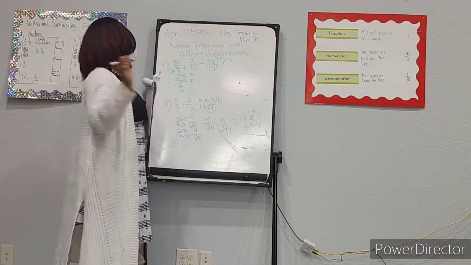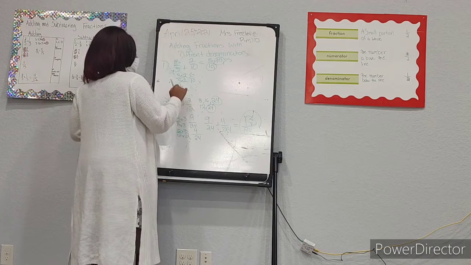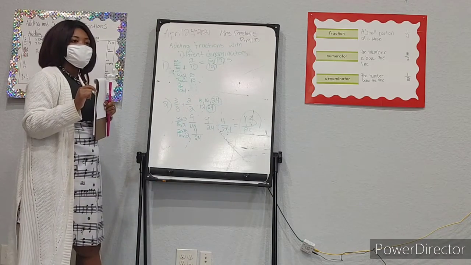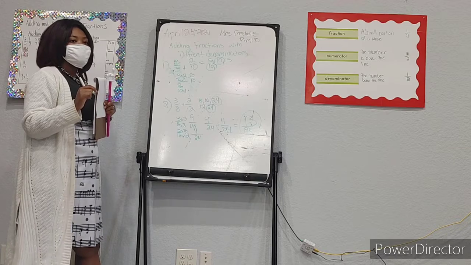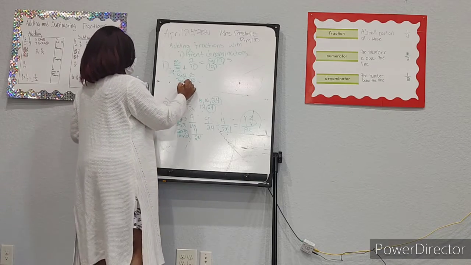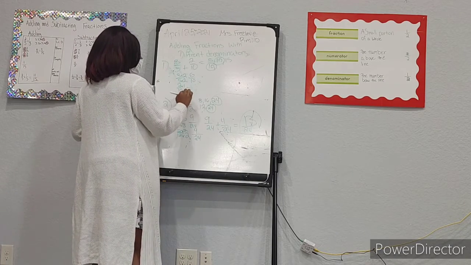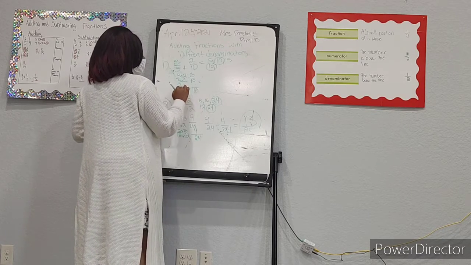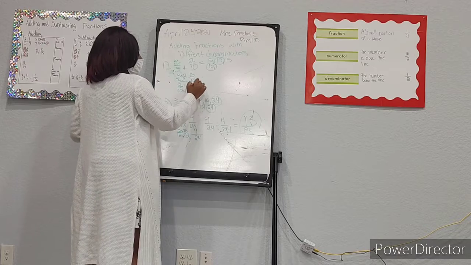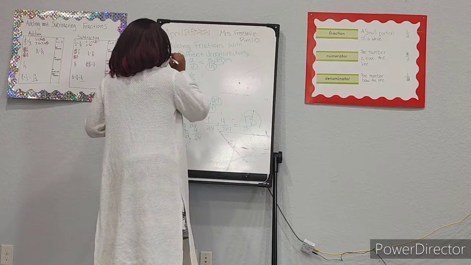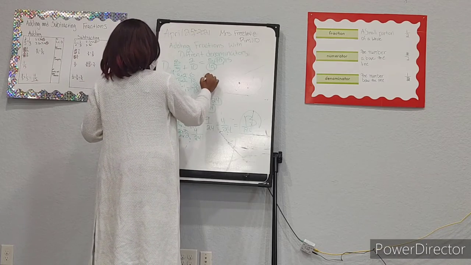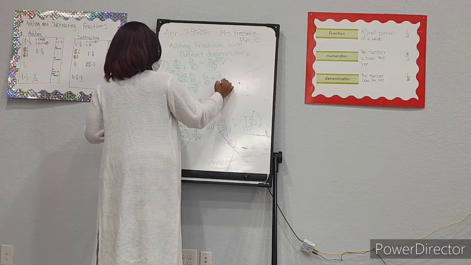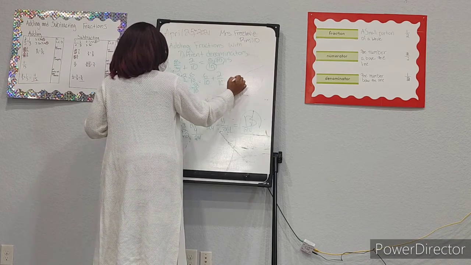Yes. 1. And since we're multiplying the denominator by 1, what do we need to do? We need to multiply the numerator by 1. Yes. So 10 times 1 is? 10. And 2 times 1 is? 2. All right. Next, we're going to rewrite our problem. 6 over 10 plus 2 over 10 is equal to?